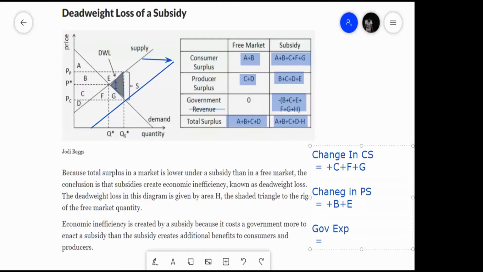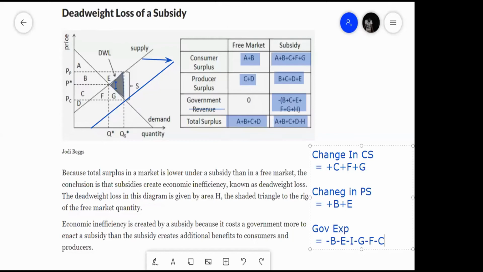Government is spending B, right? A minus B. They're spending a minus E. They're spending a minus I. They're spending a G. They're spending an F. And they're spending a C. Do you get that part? The change in consumer surplus, change in producer surplus, and the government.